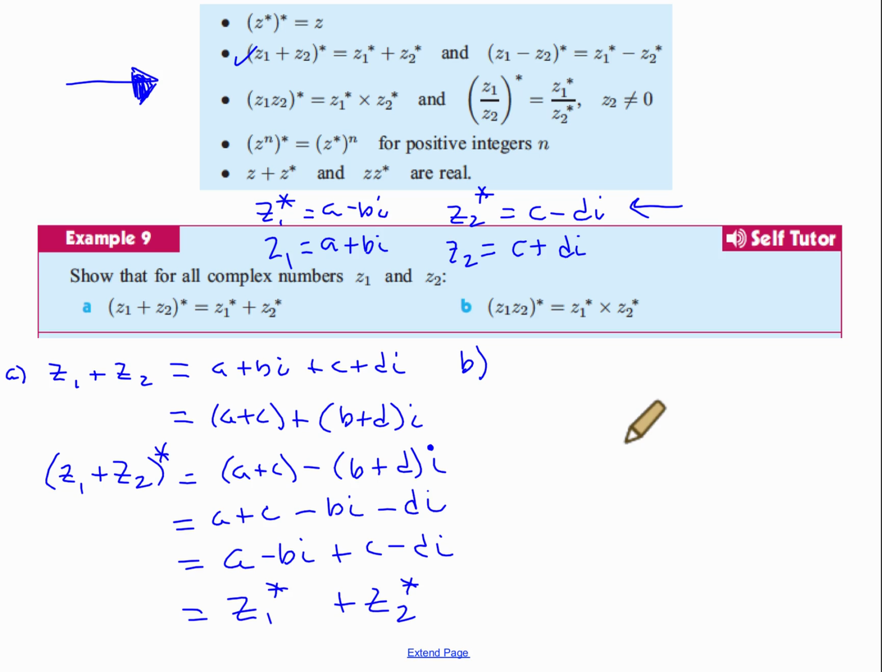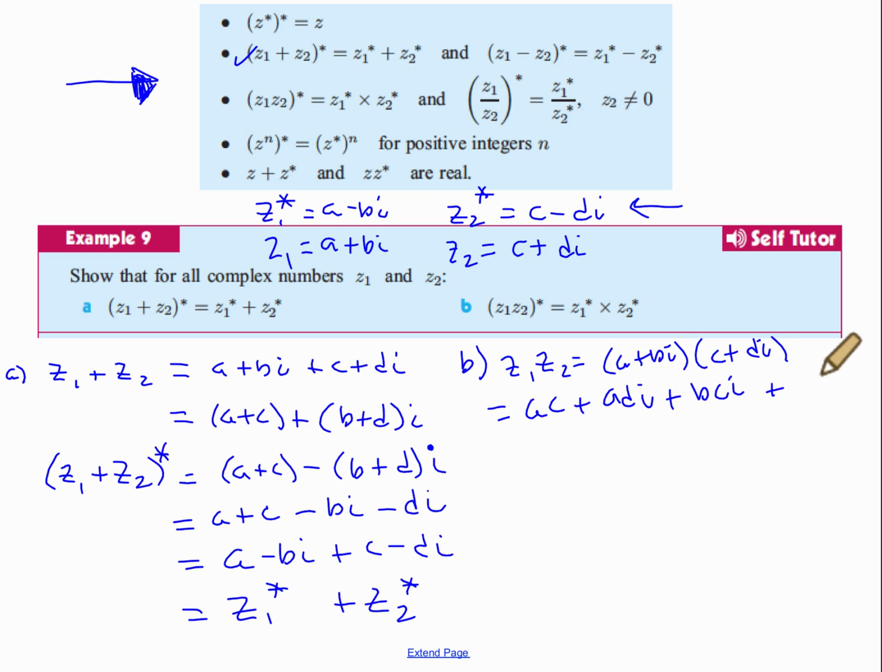So let's shake this out and see what happens. So we'll use the same values that we used here for z1 and z2. So the first thing we're going to need to do is find z1 z2, which is equal to a plus bi times c plus di, which is going to be equal to ac plus adi plus bci plus bd i squared.